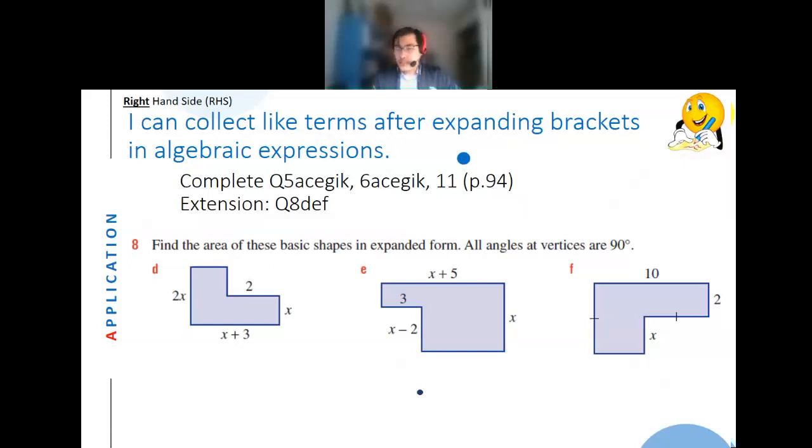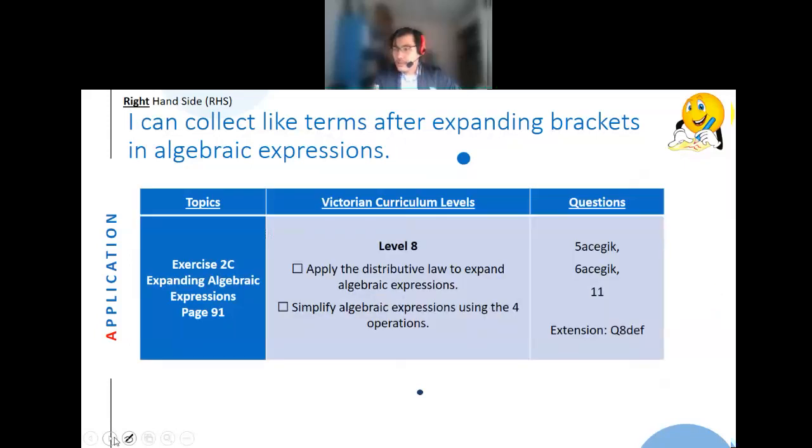If you're stuck with question 8 and you really, really want to know how to do it, then feel free to email me, and or you can come to WebEx and ask me as well. Okay, so these are the skills that we've been practicing. Okay, as you can see, just a reminder for everyone is we're working at level 8 at the moment. Okay, and we're getting close to level 9.